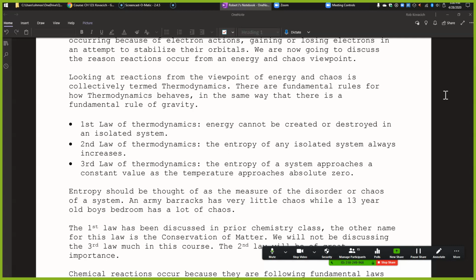And that third law, we're not going to deal with that one very much. Just to understand that if entropy isn't changing anymore, it's because the system is basically stopped. And to get a system to stop, you have to get it to absolute zero. But we can't actually get to absolute zero, so the system won't actually ever stop.